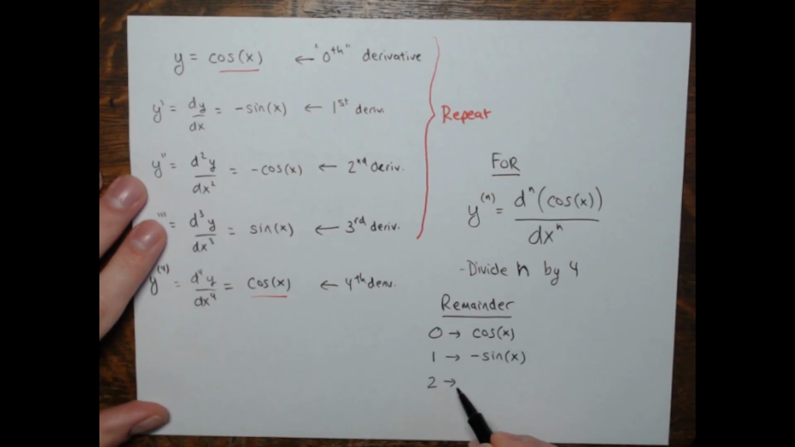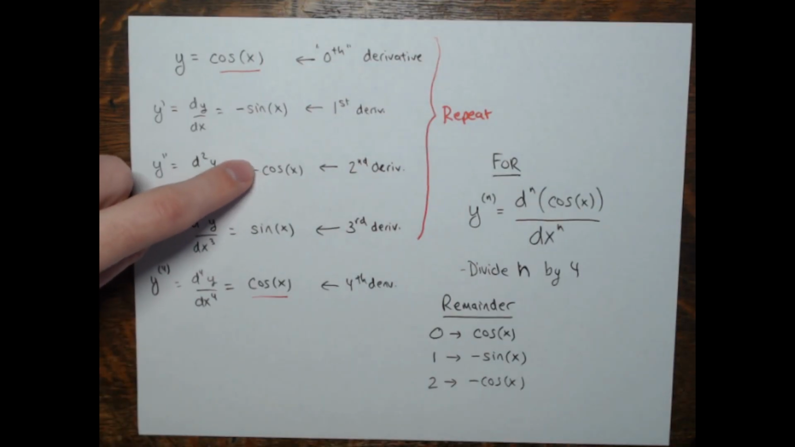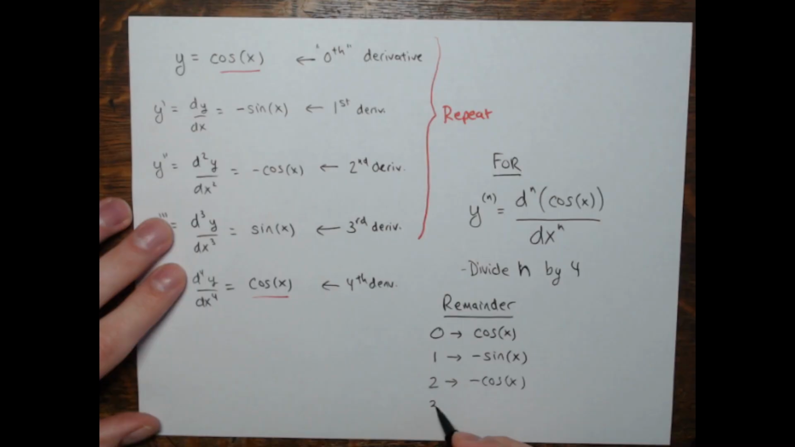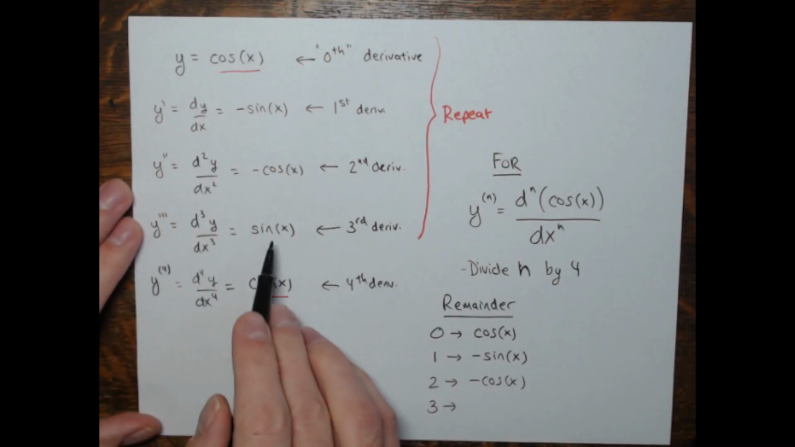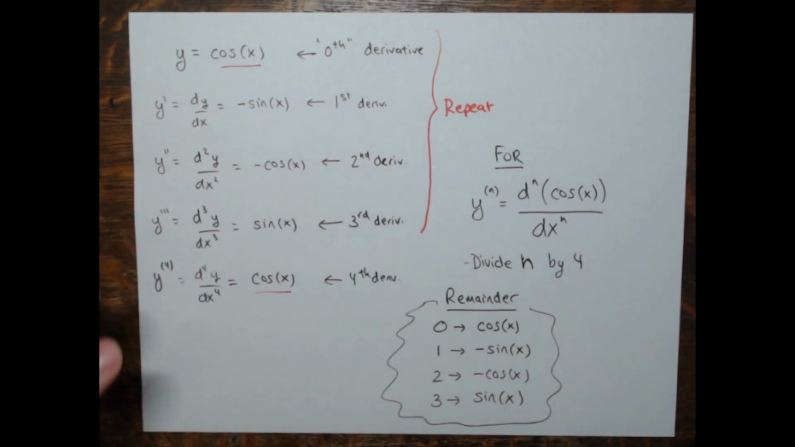If the remainder is 2, then it would be like having the second derivative here, negative cosine. So the second, and then keep adding 4: 6th derivative, 10th derivative, 14th derivative, etc. would all be negative cosine. And finally, if the remainder is 3, it's like this third derivative here, where your result is the sine function. So again, this is key for your higher derivatives of cosine. So like I said, only for sine and cosine will you see this repeating cycle of 4.